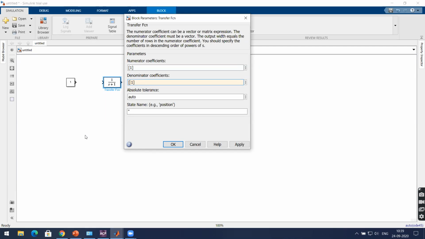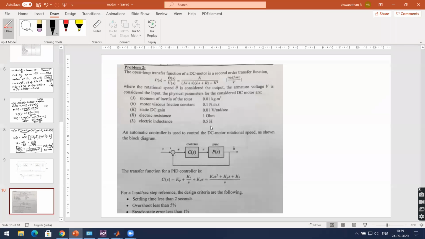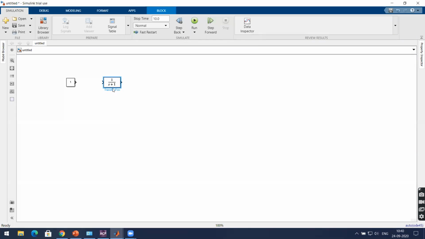0, sir, because S square is not. No, those things you leave it. Whatever is there you put. So you need to put 0.5 here. Okay. So what is this 0.5? It is the inductance. L is the inductance. Okay. Yes, sir. Henry. Henry is the units. So 0.5 Henry.